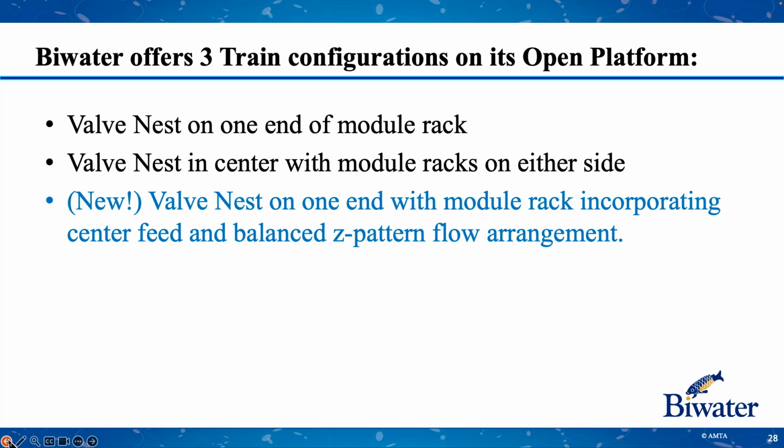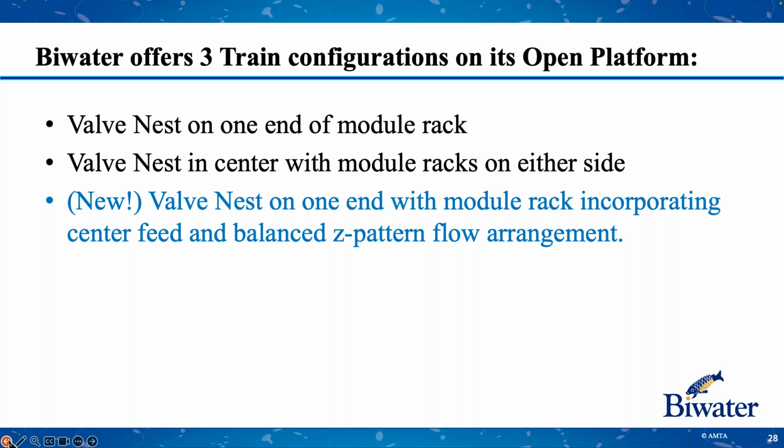Instead of having the valve nest or valve rack on one end and then a really long module rack, you can get dead zones, especially at the furthest end. You've got typically a lot less flow through those than at the front. And so to mitigate having to put in some valving and other methods to try and balance the flows on particular modules or sections of the train, there's this center feed kind of design that we've incorporated on some jobs.